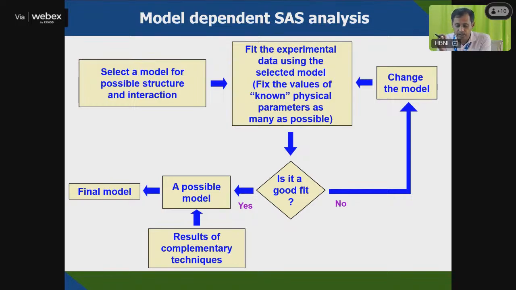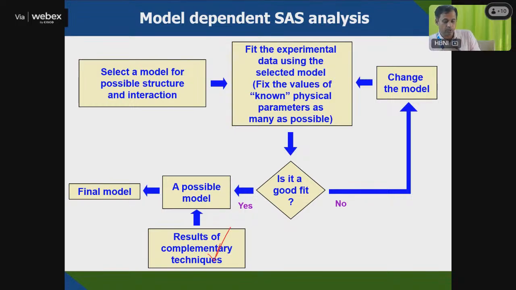Fix values like known physical parameters as many as possible. If it fits properly, a good fit, okay, it might be a possible model. From there you can get a core-shell like structure or the length, or if it is an elongated structure, the major axis and minor axis. If it doesn't fit, again you go back, change the model and then fit. Once your final model is fitted, you will be able to get the results, and that has to be supported by a complementary technique.